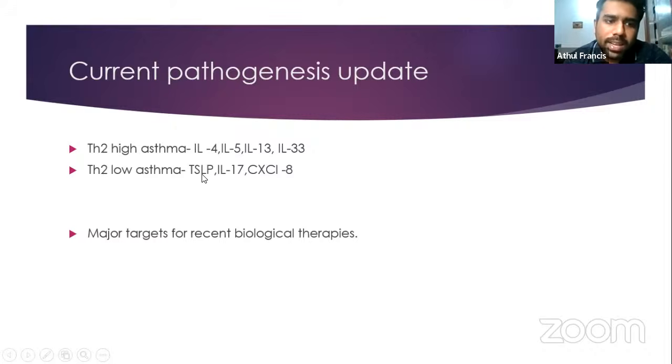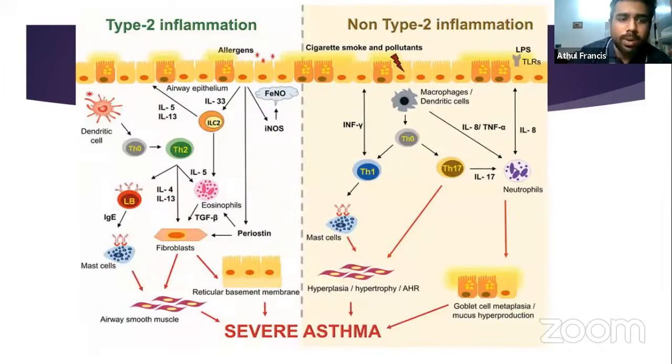TSLP is a part of TH2-high asthma. It's not a part of TH2-low asthma. Now, why should you know about all these mediators or interleukins? I know it's difficult to remember.